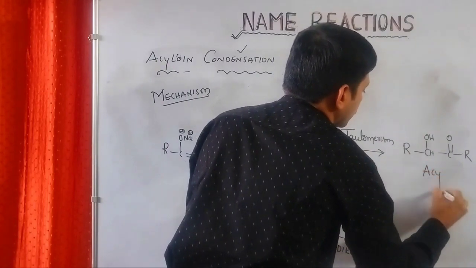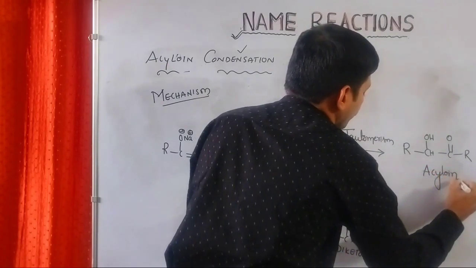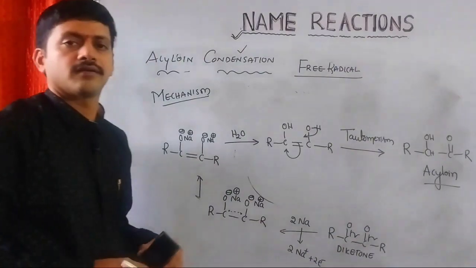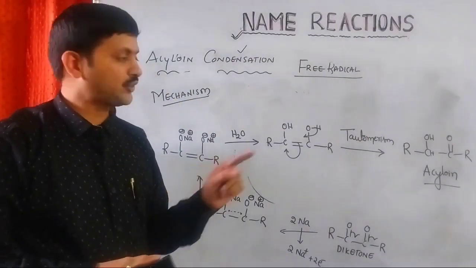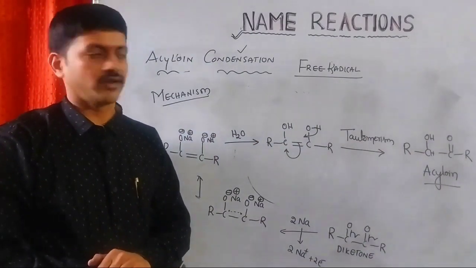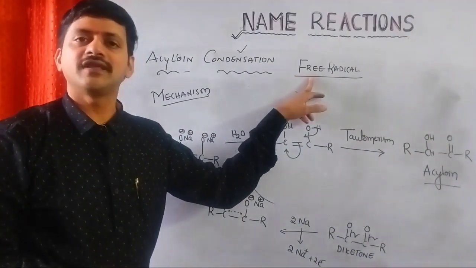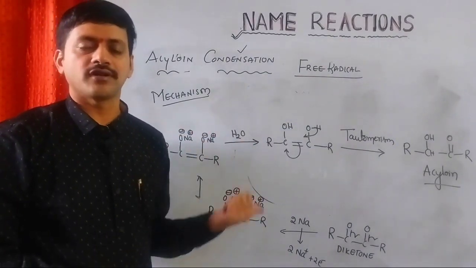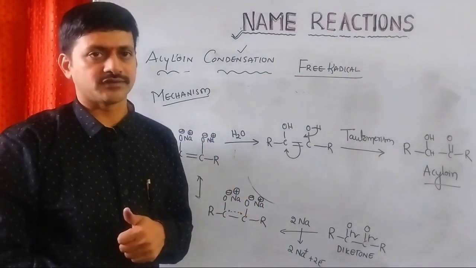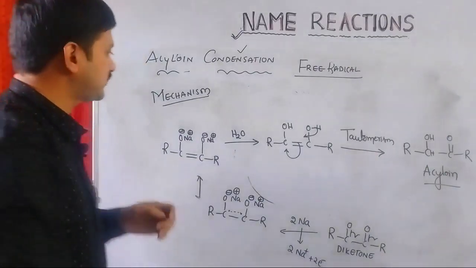This is the what? Acyloin. In this way we can transform the ester into the corresponding acyloin. Through which mechanism? Free radical mechanism. The last portion in this particular reaction is what? Applications. Let us see the applications.